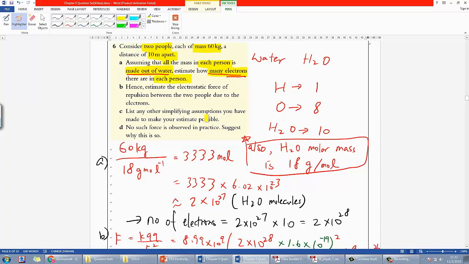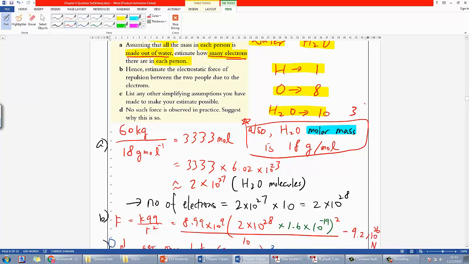Some background knowledge that you need to know is that water, first of all, is H2O. It's common sense, I think all of you know. For the electron, hydrogen has 1 electron, oxygen has 8 electrons. If you study chemistry, surely you know. And therefore, for H2O, 1 water molecule, you have 10 because 1 times 2 plus 8 is 10. At the same time, there is something called molar mass. That is something you will learn in chemistry or in physics in the future in chapter 3.